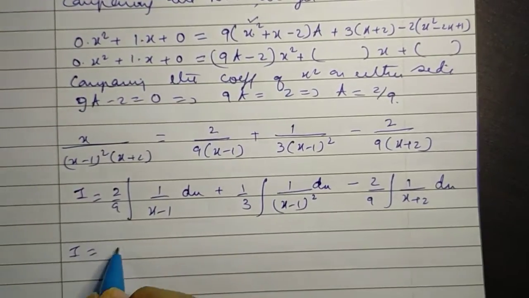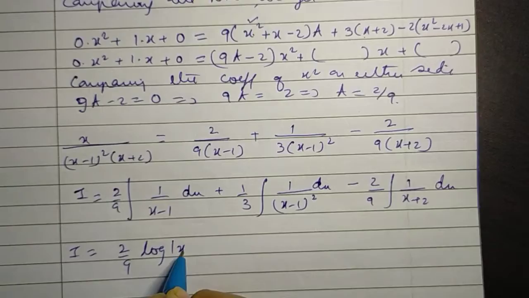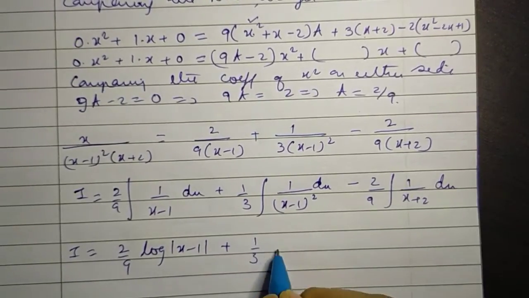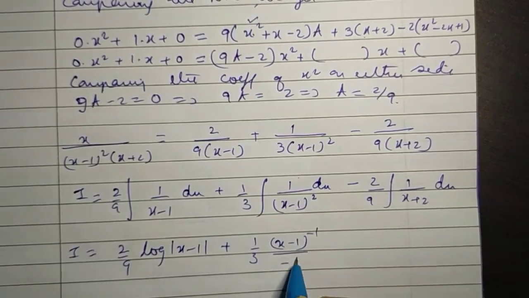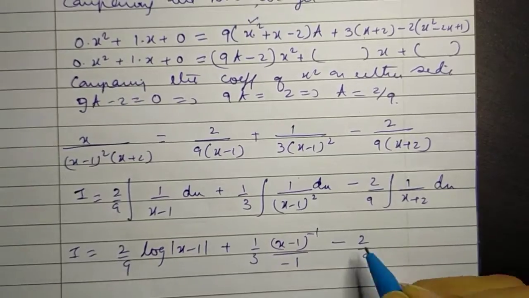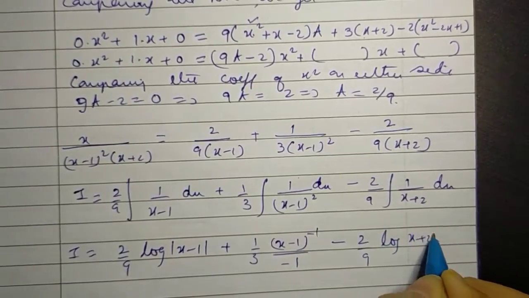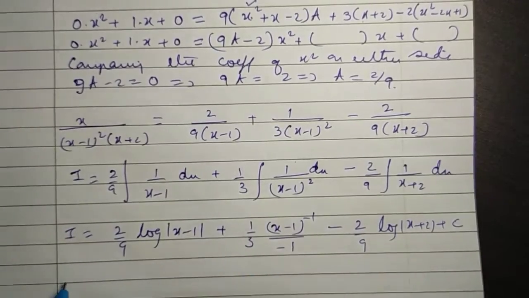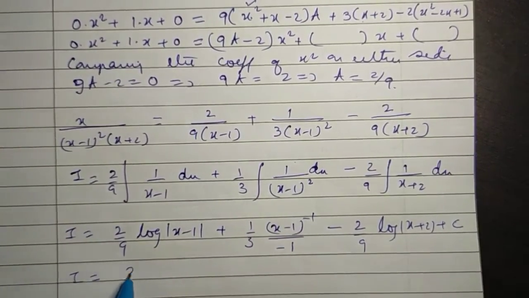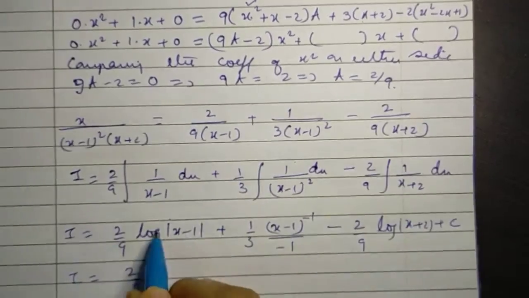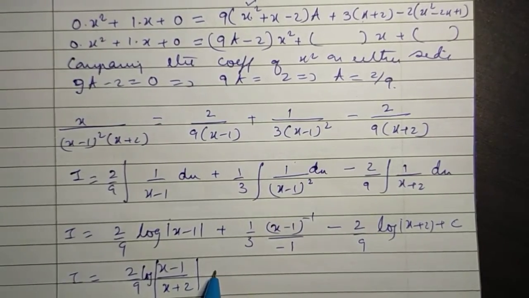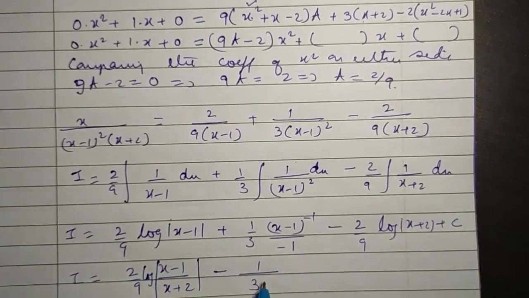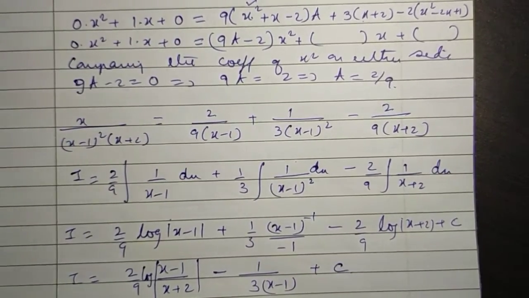So we get them as 2 by 9, this is simply log of x minus 1, plus 1 by 3. This is what? x minus 1 raised to power minus 2 comes out to be x minus 1 raised to power minus 1 upon minus 1, minus 2 by 9 log of x plus 2 plus a constant, which we just simply put together and we write it as 2 by 9. This term and this term, they get combined together. So x minus 1 upon x plus 2 log of this, and this is minus 1 upon 3 times x minus 1 plus a constant.